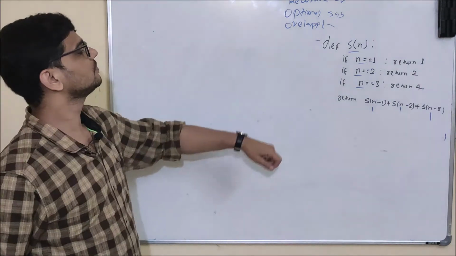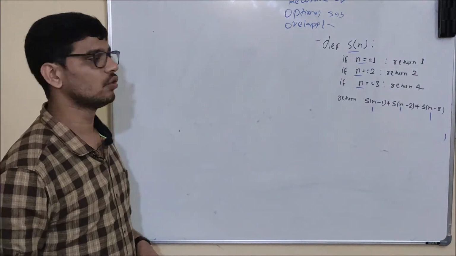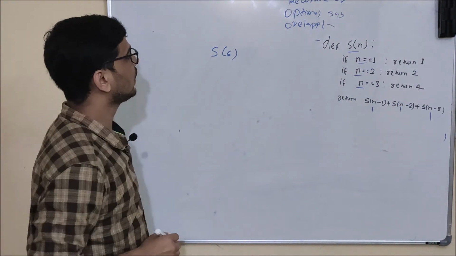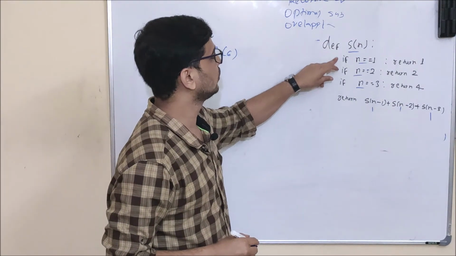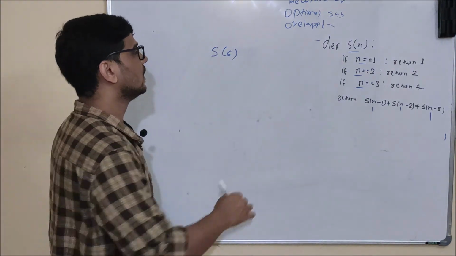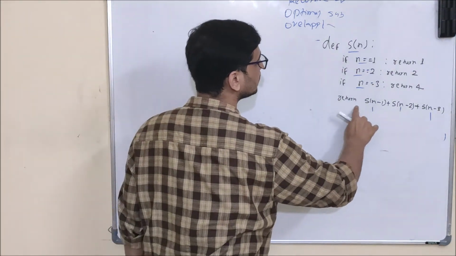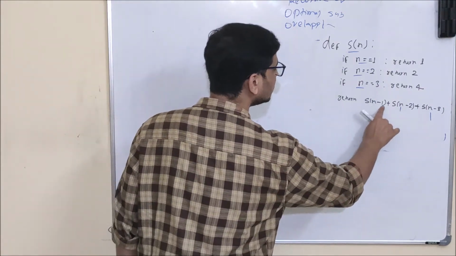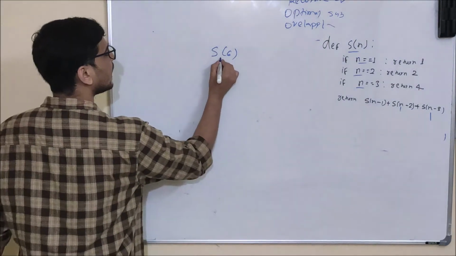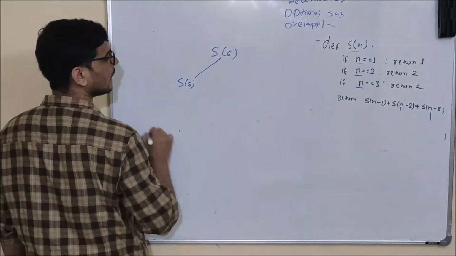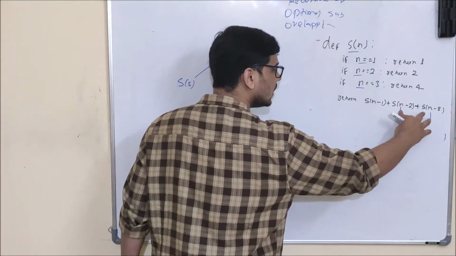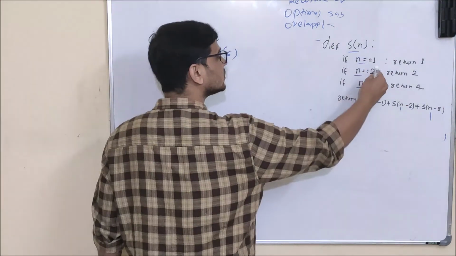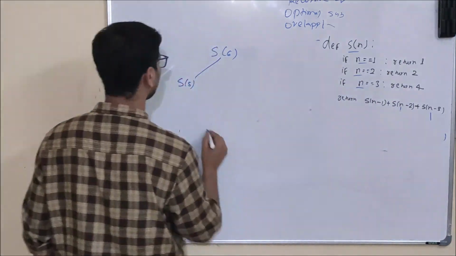Now let's dry run this program and see how its tree will grow. Suppose I am calling s of 6. Then what will s of 6 do? It will first of all do this if check. All of these will be false and it will then try to find its value. And to find its value, first of all it will call s of 5. For the time being it will keep these two parts on hold. When it calls s of 5, these conditions will also be false and it will call s of 4.